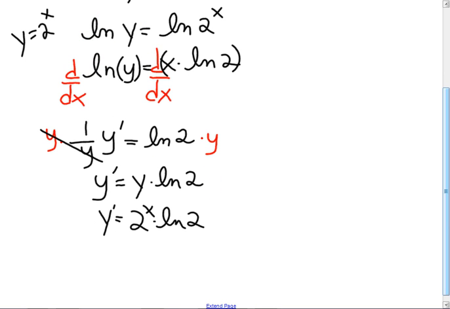It's the natural log of y with respect to x. The derivative with respect to y of the natural log of y is 1 over y. Prime? Because then you have to do the derivative of the inside function, because this is an x, not a y.